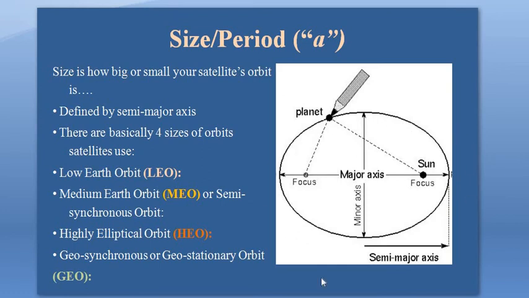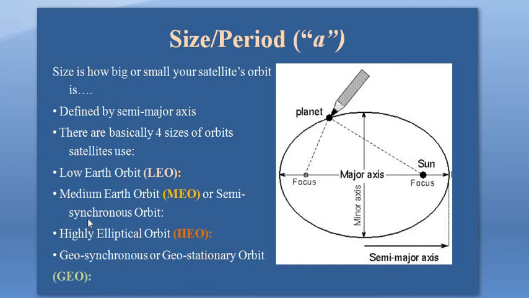So it defines the semi-major axis. The axis which you have here gives you the semi-major axis. There are basically 4 sizes of orbits, which we have already learned, right? Low Earth orbit, medium Earth orbit or semi-synchronous orbit, highly elliptical orbit, and geosynchronous or geostationary orbit. LEO, MEO, HEO and GEO.